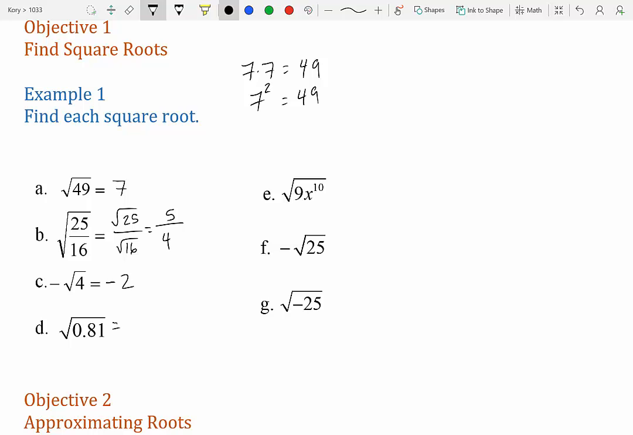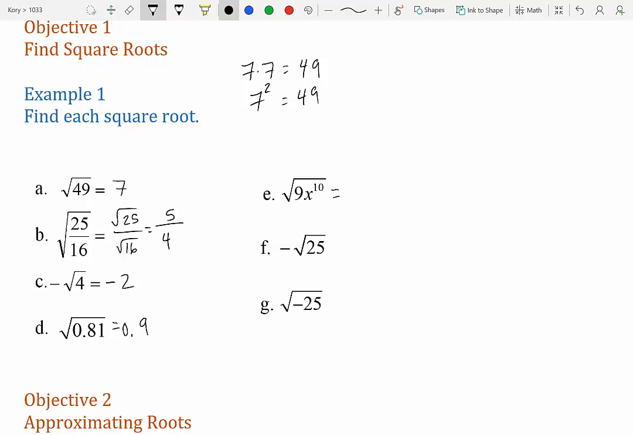Alright, the square root of 0.81. So this one's actually easy. Decimals might seem hard to find the square root, but they're really not, because what's the square root of 81? It's 9. So it's 0.9. It's always that way. So if it's the square root of 0.25, it'd be 0.5.